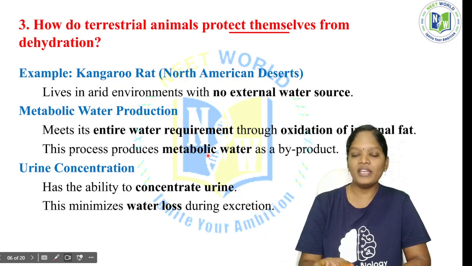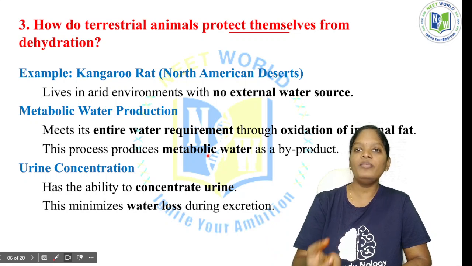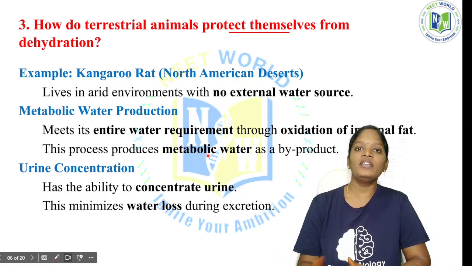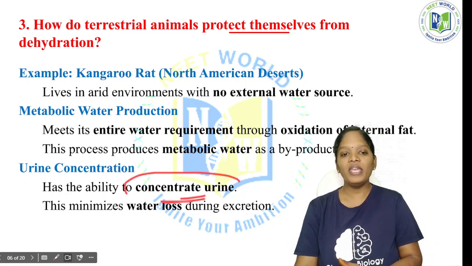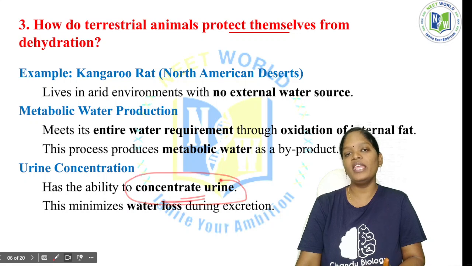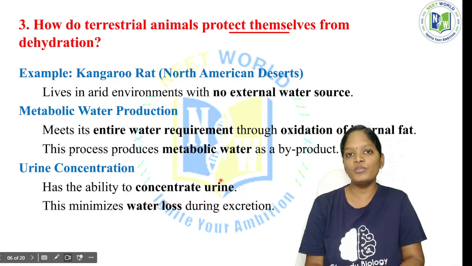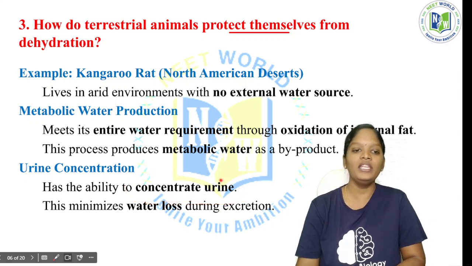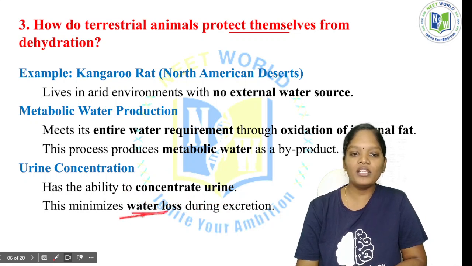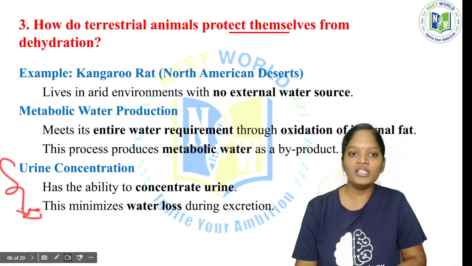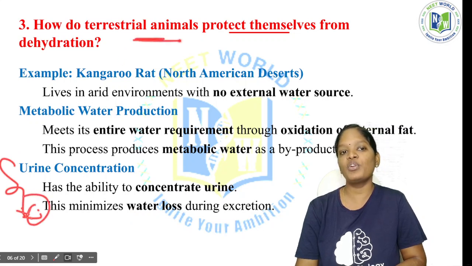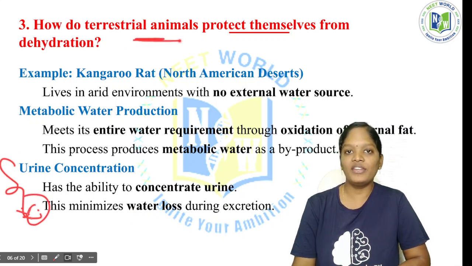Besides that, they have to reabsorb the water which is extra, so that makes the urine more concentrated. As it makes concentrated urine, they have the capacity to reabsorb most of the water. This minimizes the water loss during excretion. So this is very important. This is how terrestrial animals protect themselves from the dehydration process.